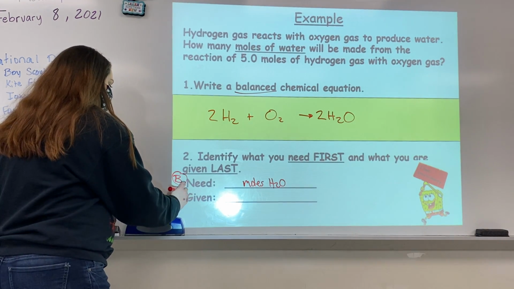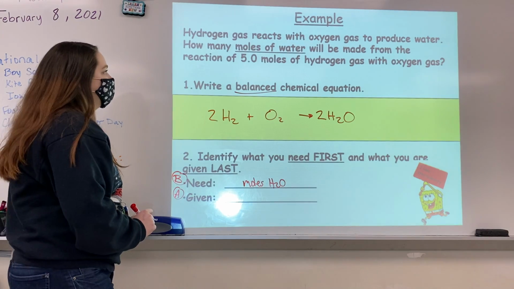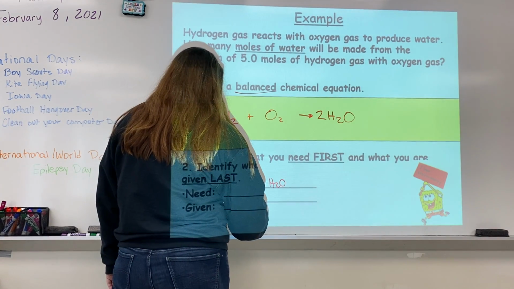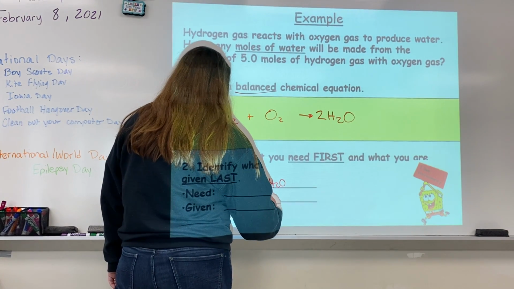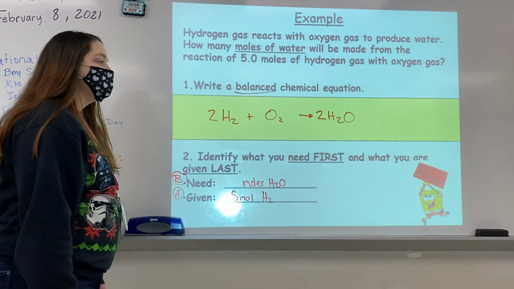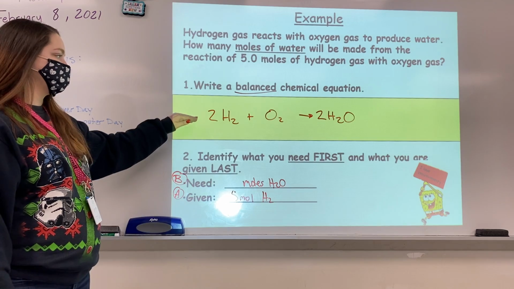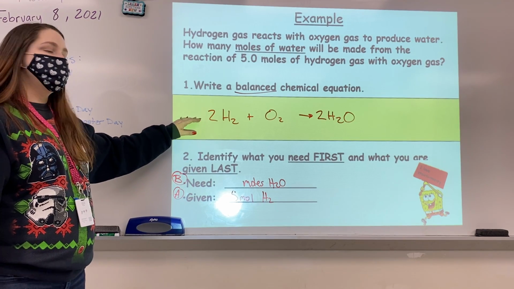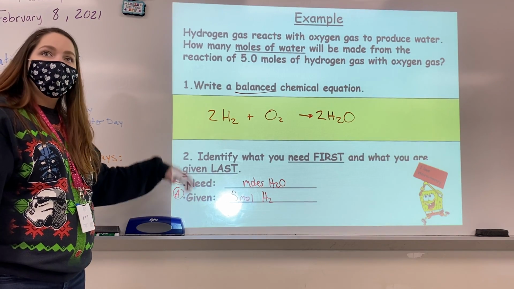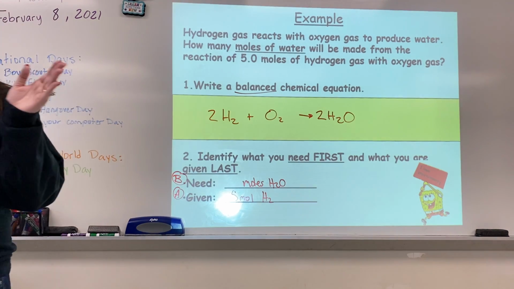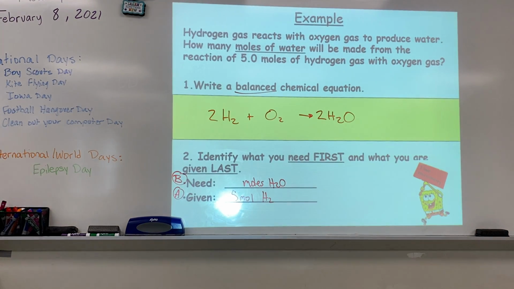What are you given? What is your point A? You are given 5 moles of hydrogen gas. So that is the first thing that you need to do. Before you even start doing calculations, you need to make sure you have a balanced chemical equation, and then you need to realize where you are starting and how you are going to get to your end point.